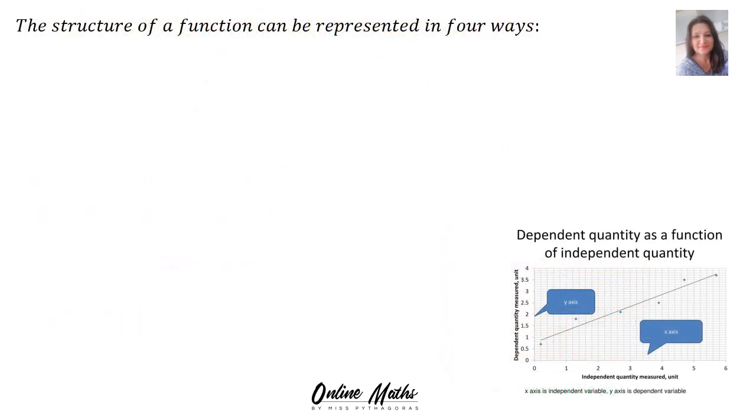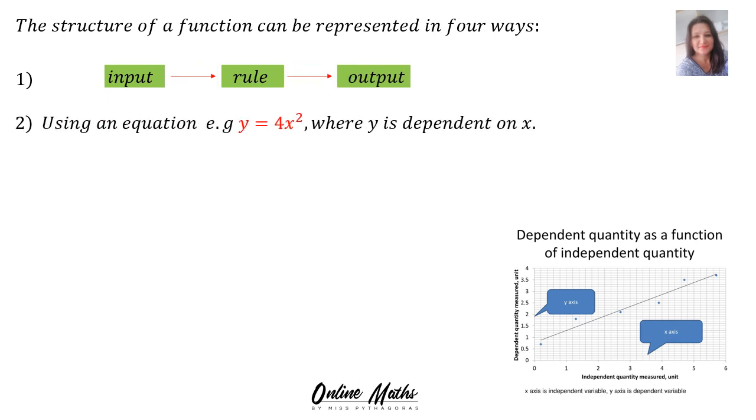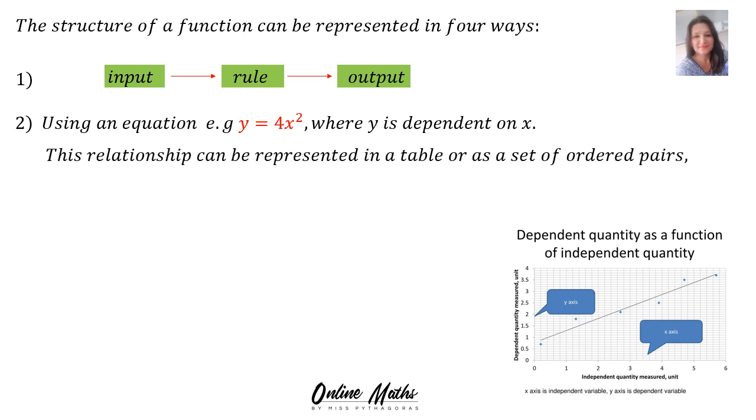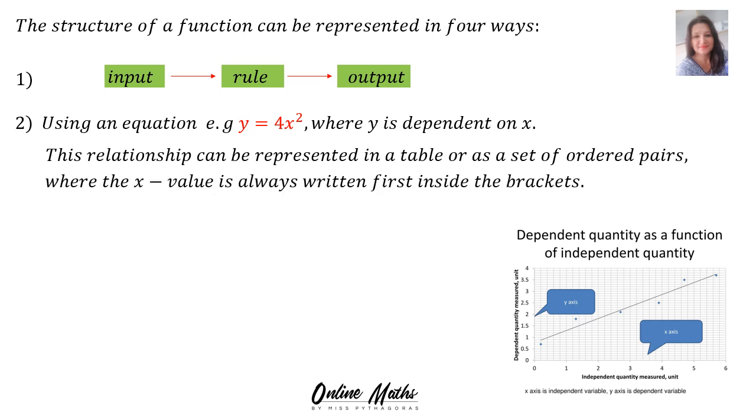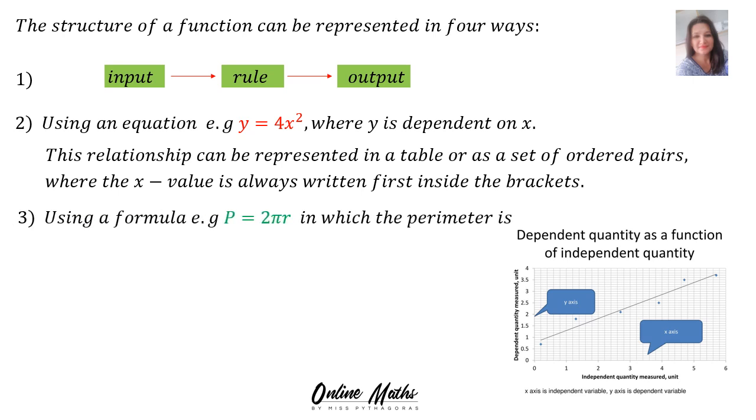The structure of a function can be represented in 4 ways. Number 1, with a flow diagram consisting of input, rule, and output. Number 2, using an equation, for example, y is equal to 4x squared, where y is dependent on x. This relationship can be represented in a table or as a set of ordered pairs (coordinates) where the x value is always written first inside the brackets.